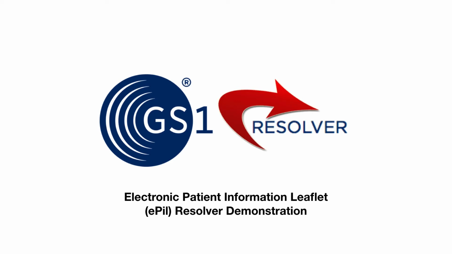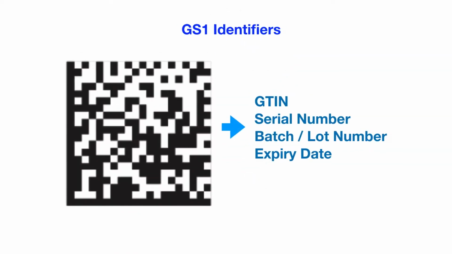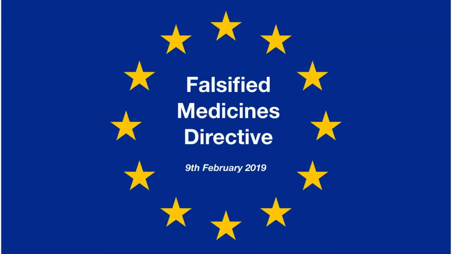This short video demonstrates how any app can be programmed to access electronic patient information leaflets by simply scanning the two-dimensional barcode. Barcodes containing GS1 identifiers have become even more common, especially in Europe, since the Falsified Medicines Directive came into force on the 9th of February 2019.